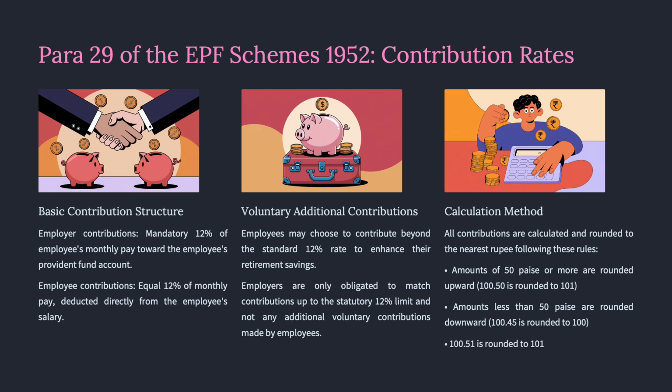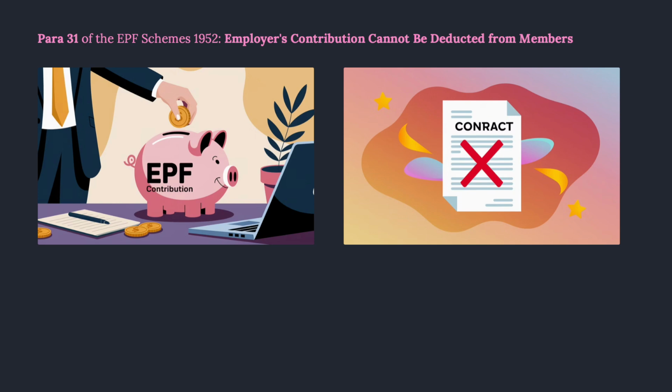Calculation method. All contributions are calculated and rounded to the nearest rupee following these rules. Amounts of 50 paise or more are rounded upward. 100.50 is rounded to 101. Amounts less than 50 paise are rounded downward. 100.45 is rounded to 100. 100.51 is rounded to 101. Para 31 of the EPF Schemes 1952.